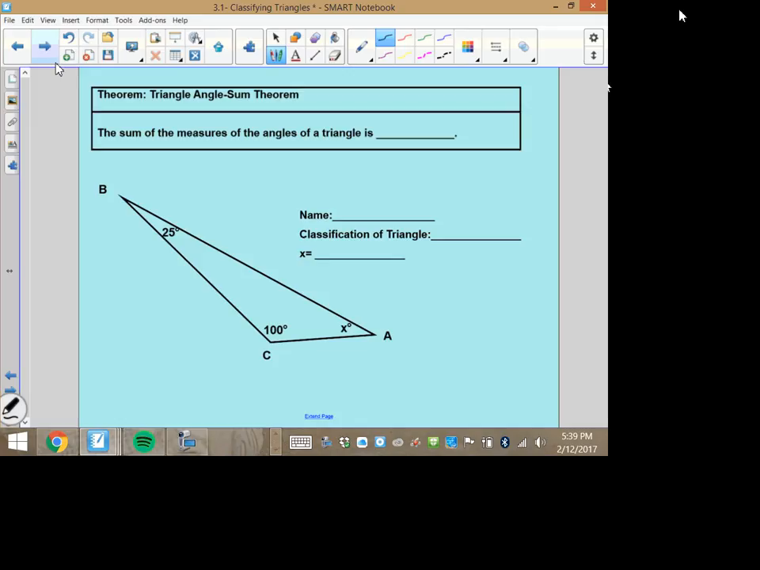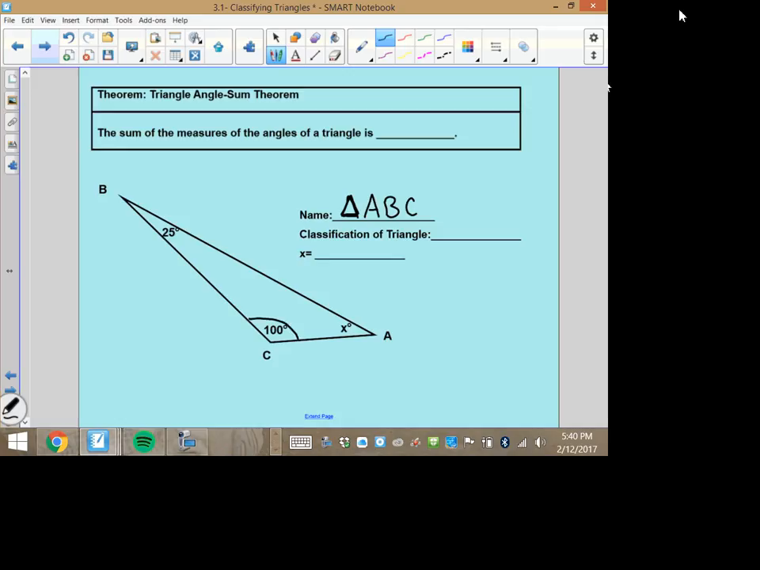The triangle sum theorem says that the sum of the measures of the angles of a triangle add up to 180. And I think most of you knew that from previous classes, but just to recap. So the name of this triangle, we could call it ABC, triangle CBA, but I'm going to call it triangle ABC. And note that we have this little symbol here, the triangle symbol, in front of it to show that it is a triangle. So is this acute, obtuse, equiangular, or right?